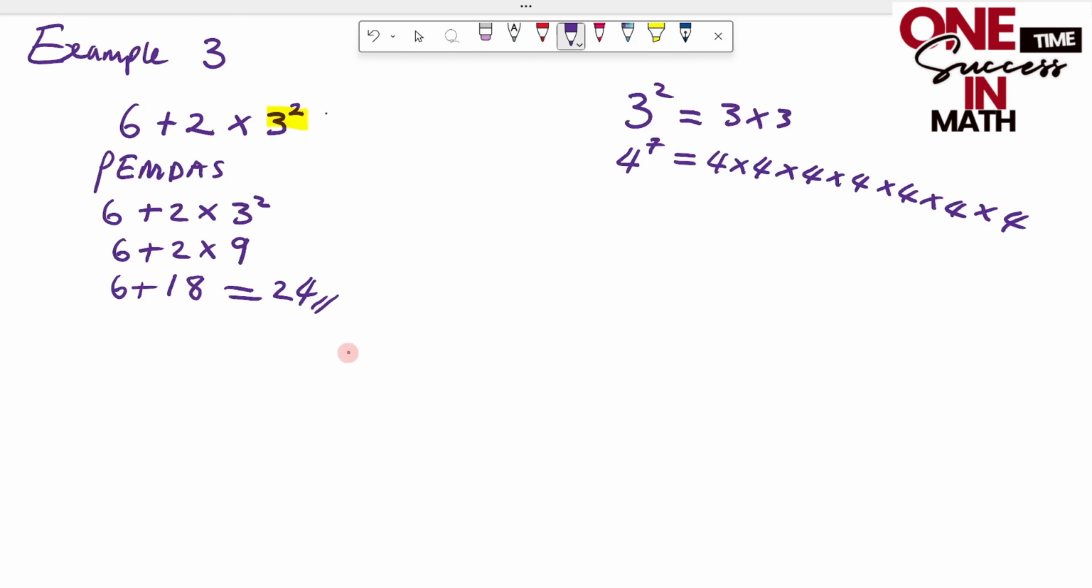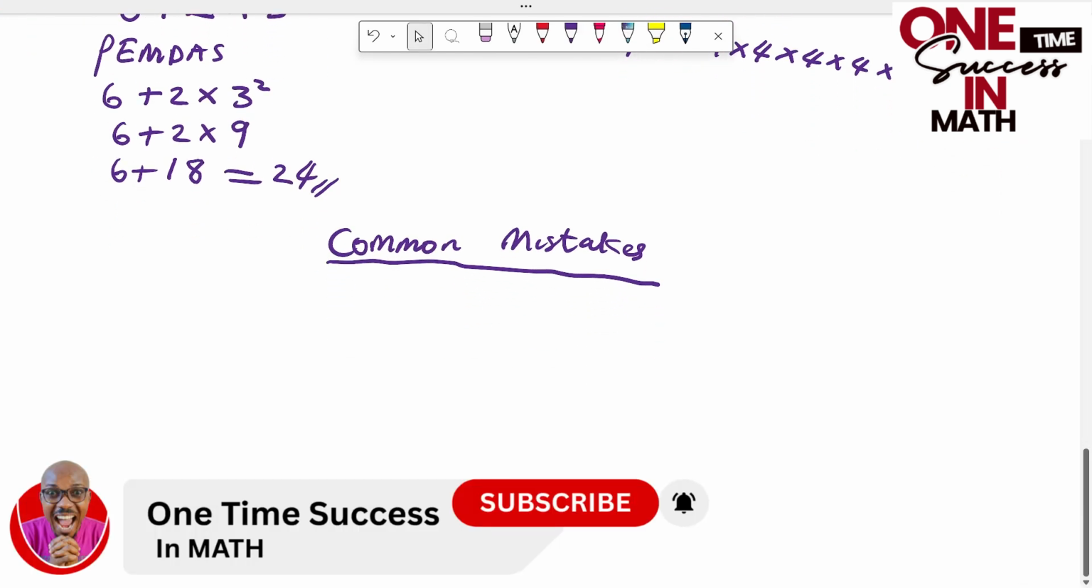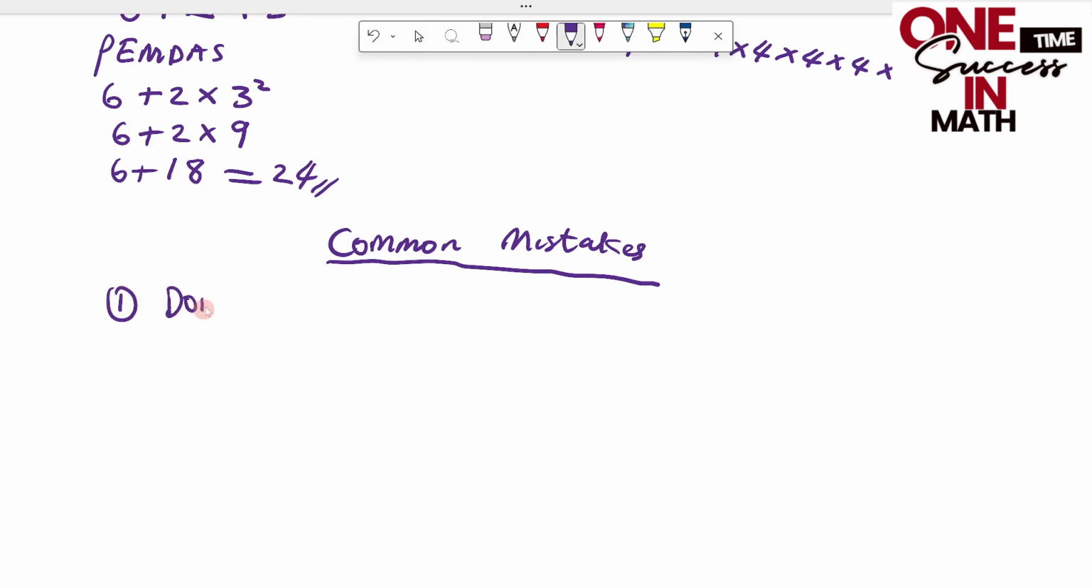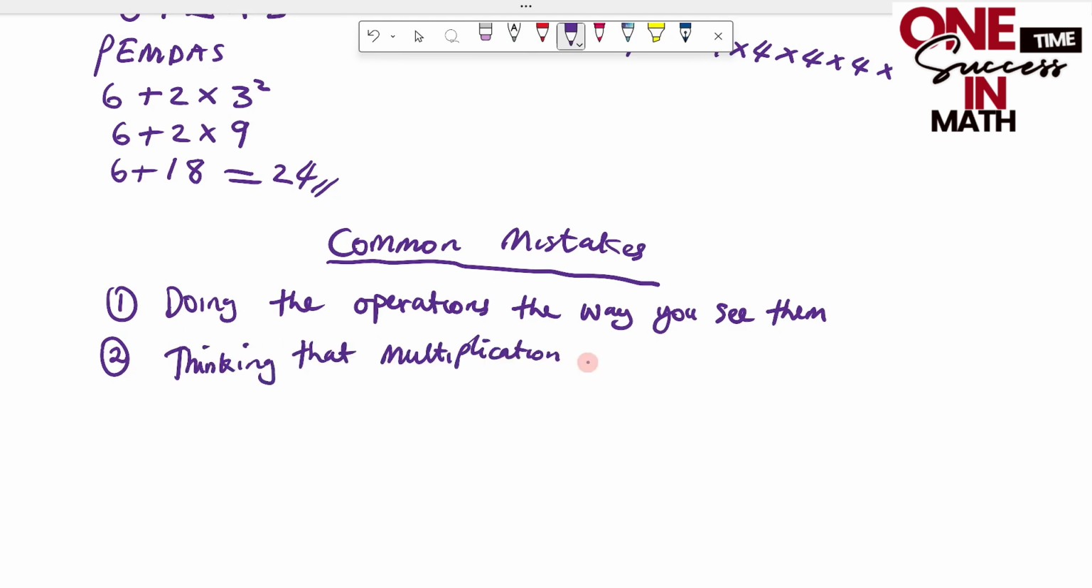So let's talk about the common mistakes that students make using the math operation or order of operations. So the first common mistake that students normally make, the first common mistake is what? Doing the operations the way you see them. That is a very terrible mistake that students make sometimes. The second one is thinking that multiplication always comes before division. I'll explain this well now.